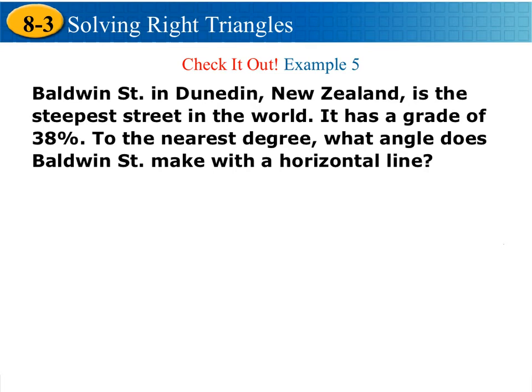Okay, next example. Baldwin Street in Dunedin, New Zealand is the steepest street in the world. It has a grade of 38%. To the nearest degree, what angle does Baldwin Street make with a horizontal line? So we're going to draw our triangle again. Our bottom is 100, and the height is 38. So we're looking for this angle again. So angle X.